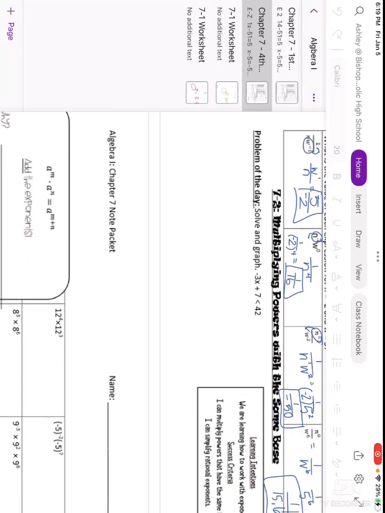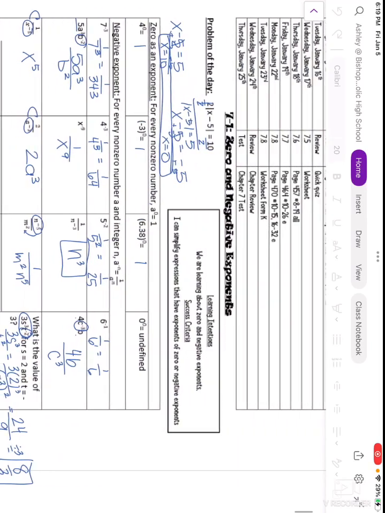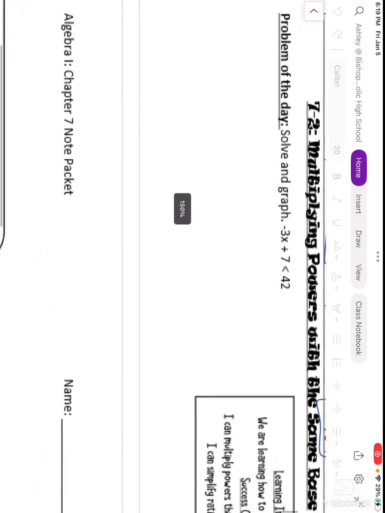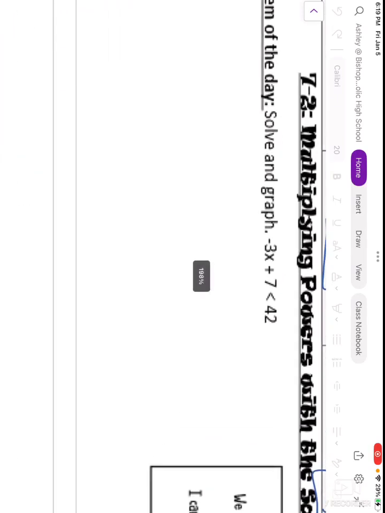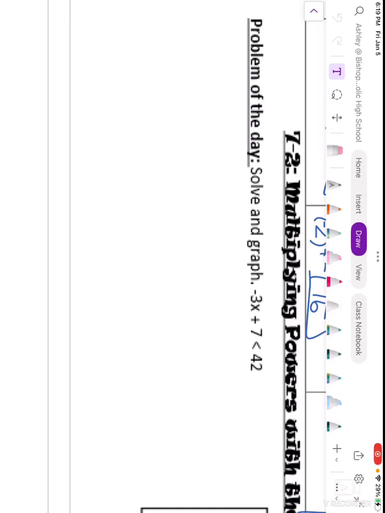Alrighty, we are multiplying powers with the same base. Before, we just talked about 0 and negative exponents. Now we are going to multiply our exponents when their bases match. First, our problem of the day. We're going to solve this, so we're going to get x by itself. We'll subtract the 7 over.